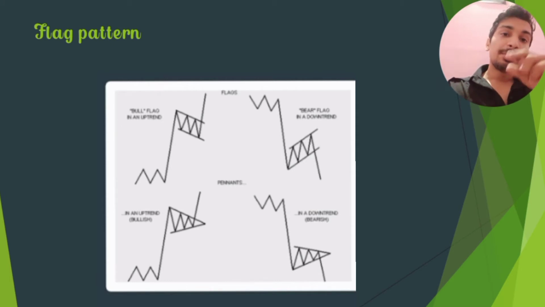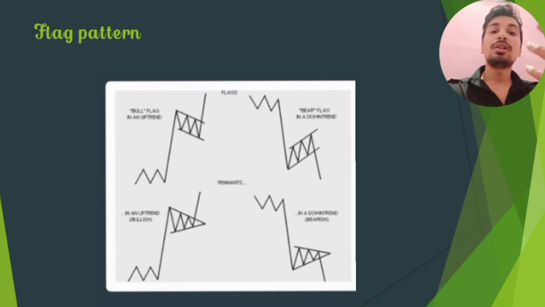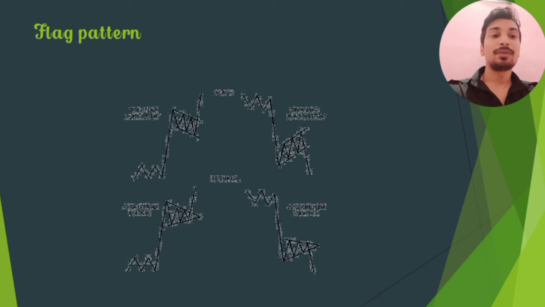For example, there will be a pole structure in the flag, then there will be up and down movement, then a movement in one direction. If the pattern is broken upward, the company will generally show upward movement, and if the price falls and breaks the pattern downward, then there will be a downward movement. This is called the flag pattern. It looks like a flag.